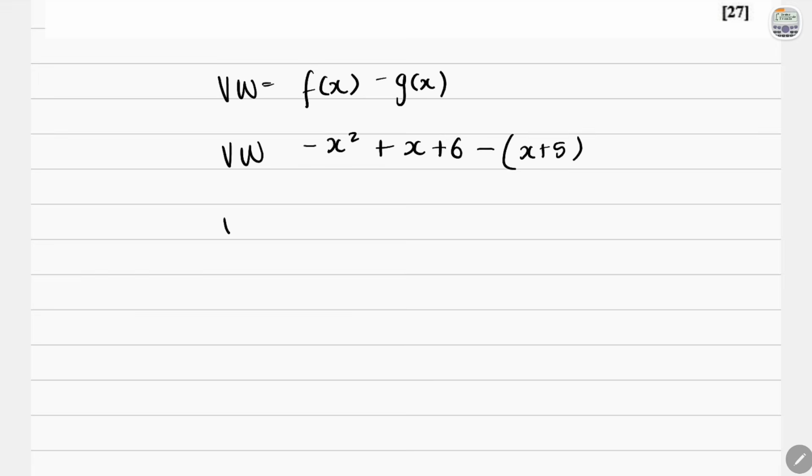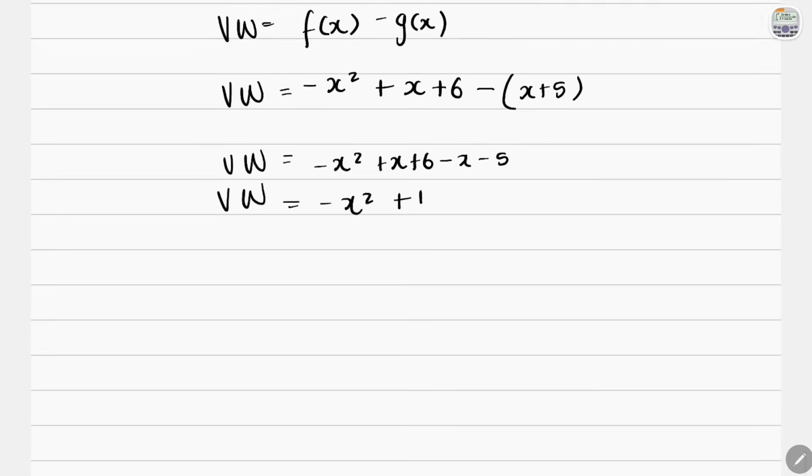So VW is finally equal to negative x squared plus x plus 6 minus x minus 5. And if you simplify, it is negative x squared, and then these would cancel, because it's positive x and negative x, and then 6 minus 5 is positive 1. So this is the length of VW: negative x squared plus 1.